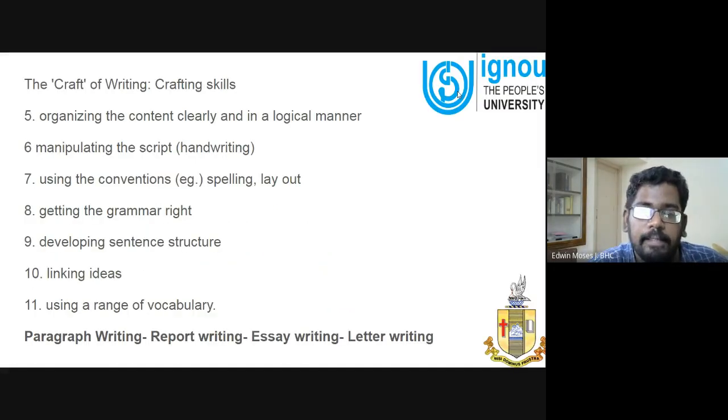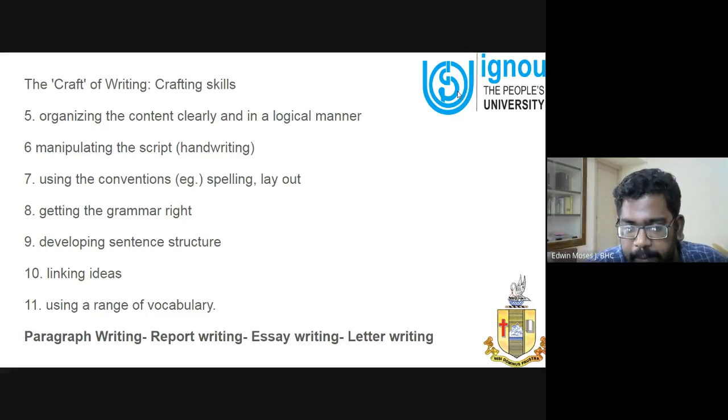The craft of writing, crafting skills: organizing the content clearly and in a logical manner, using the conventions, getting the grammar right, developing sentence structure, linking ideas, using a range of vocabulary. All these things you have to keep in mind in the art of writing, the craft of writing, organizing the content clearly. We talk about coherence in paragraph writing. Every paragraph should have a single idea.